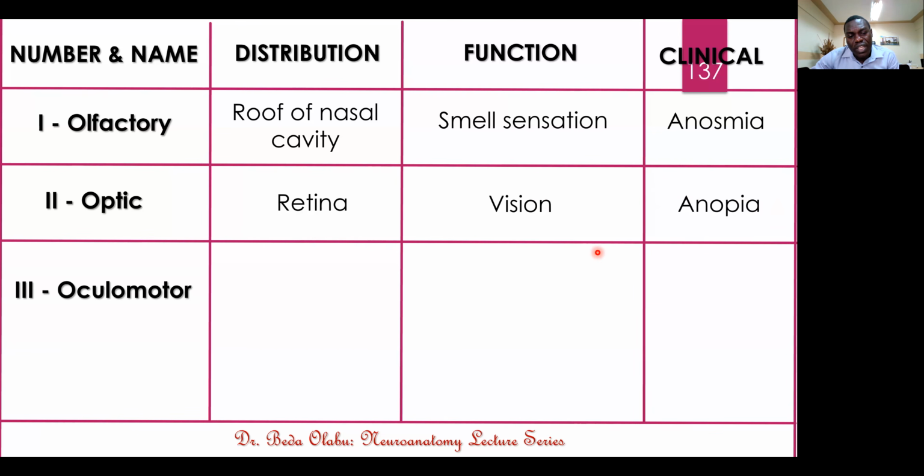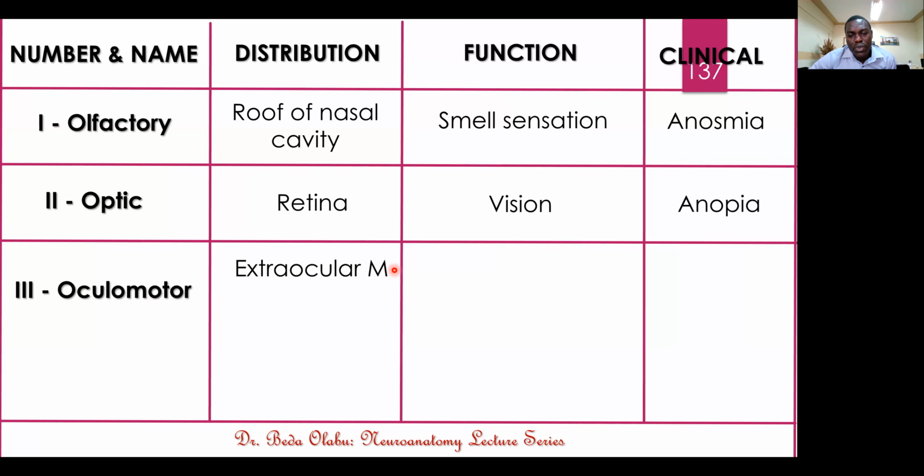The third cranial nerve is what we call the oculomotor nerve. Ocular refers to the eye. Motor means movement. So therefore, it has something to do with movement. The oculomotor nerve exits the cranial cavity through the superior orbital fissure, as we've already mentioned. This oculomotor nerve targets two things in the eye.